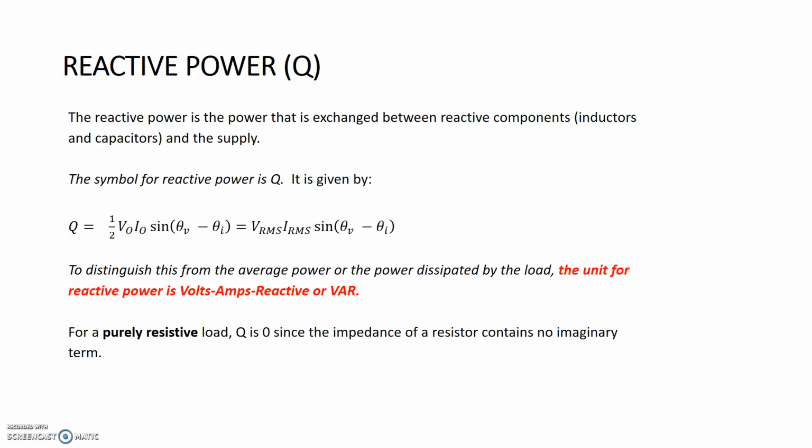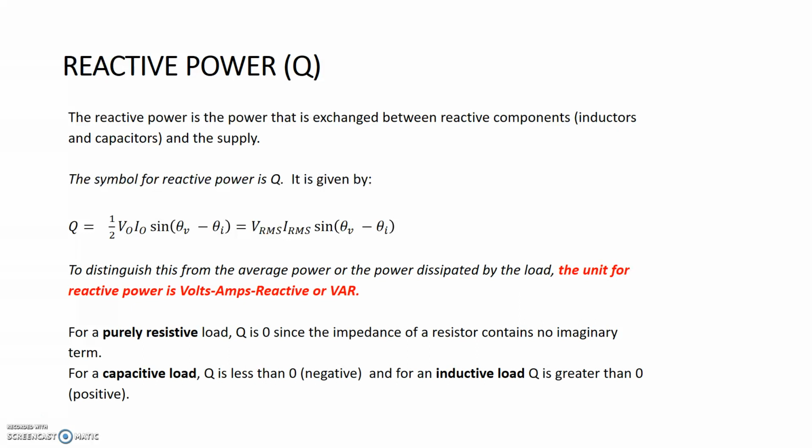Now, in the case of a purely capacitive load, there is no resistance, so the real term of the impedance is equal to 0. Pure capacitive loads have no average power consumption, but Q is less than 0. And for inductive loads, the reactive power Q is greater than 0, and that basically comes from the voltage leading versus lagging. So this sign, this thing right here, controls the sign of the reactive power.